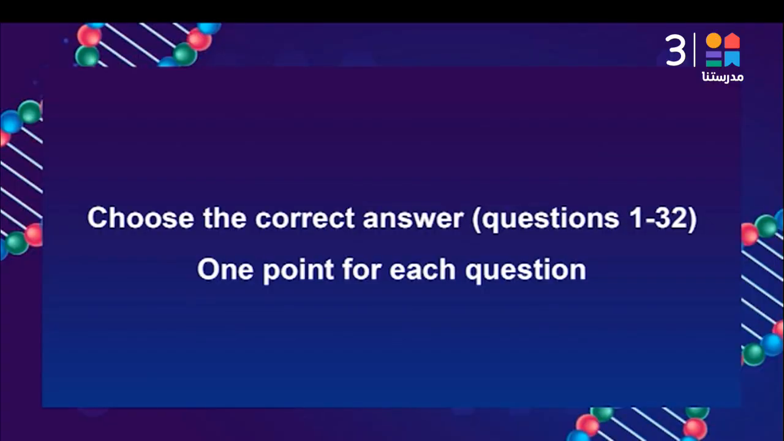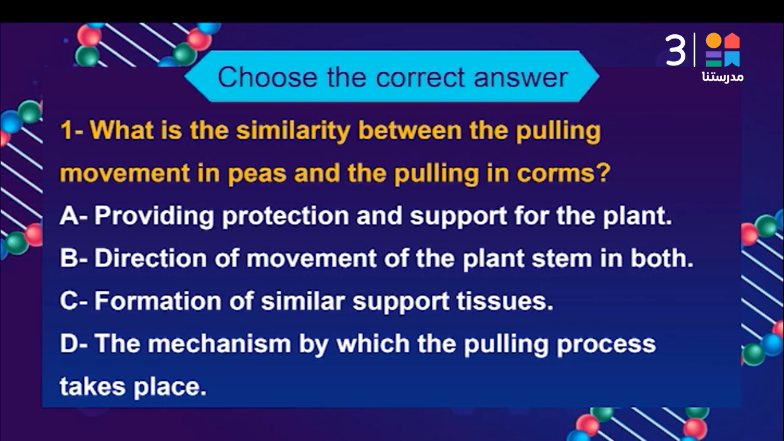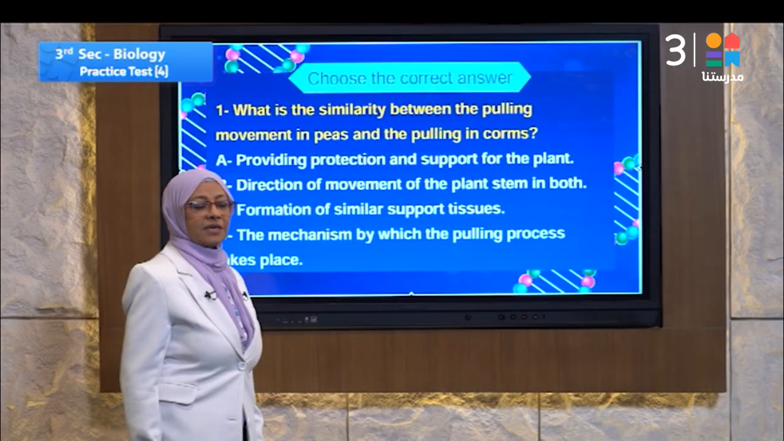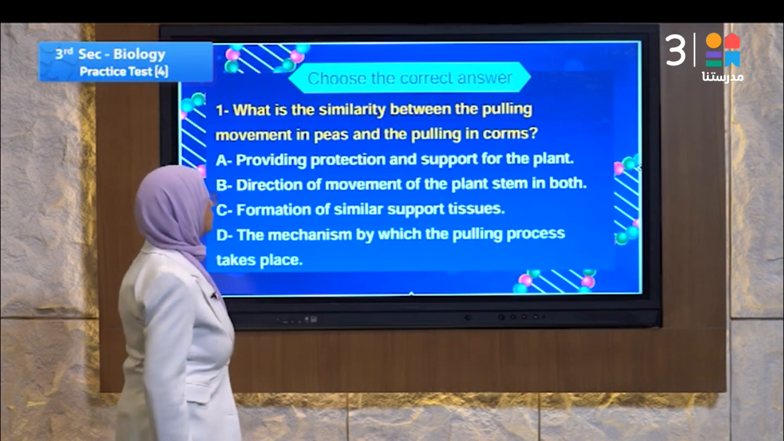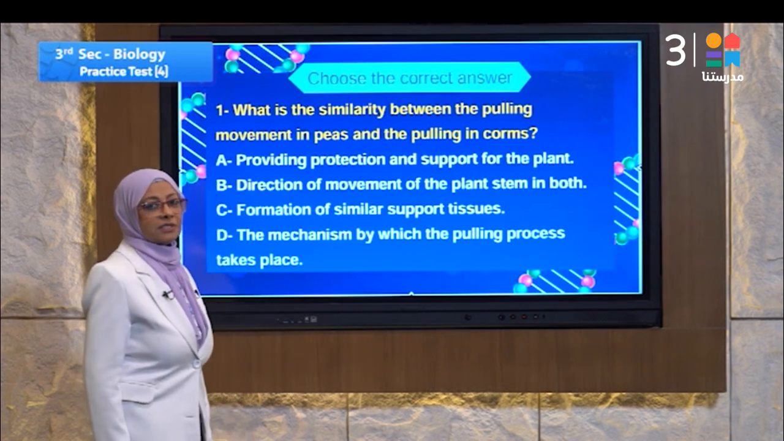Choose the correct answer from 1 to 32 with 1 mark only. Let's go to question number 1. Question number 1 speaks about what is the similarity between the pulling movement in bee and the pulling in corns. One of them is above the ground and the other under the ground. Let's see what the choices are.